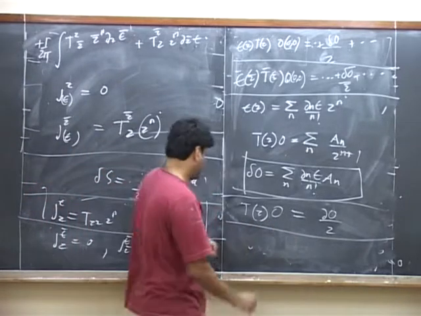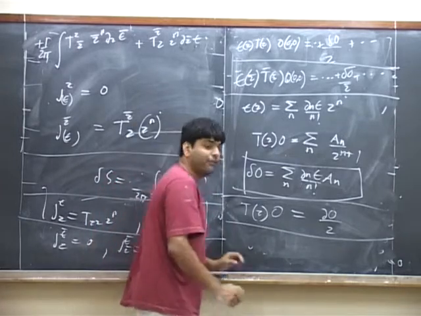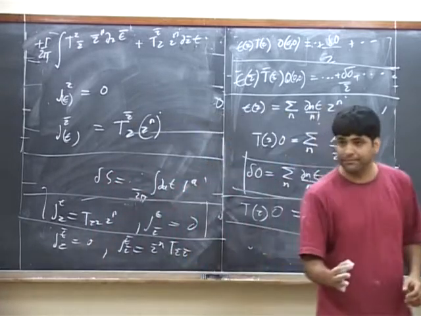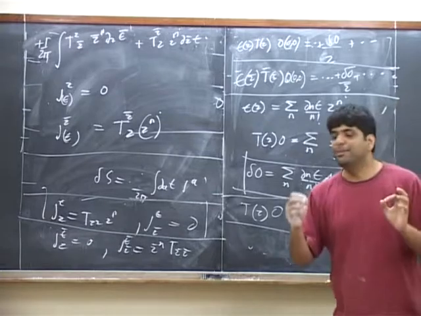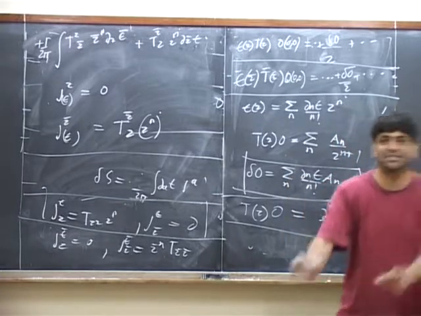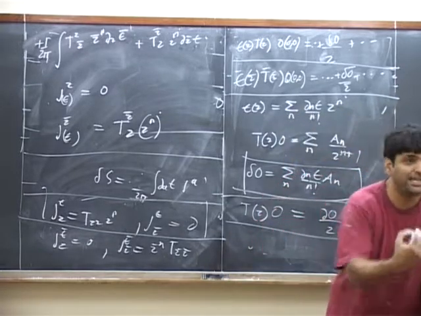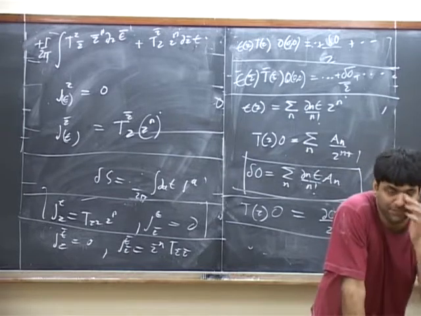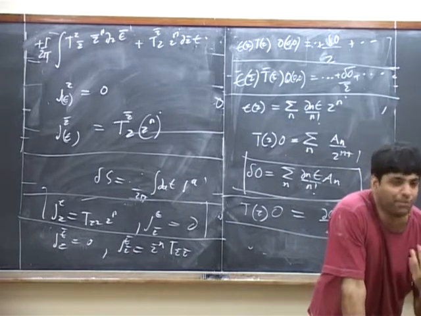Okay? So what I want to say is, let us suppose that you believe me for a moment that it's always possible to find a basis of operators that are eigenoperators under scale transformations and eigenoperators under spin.